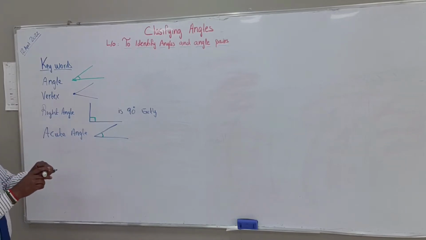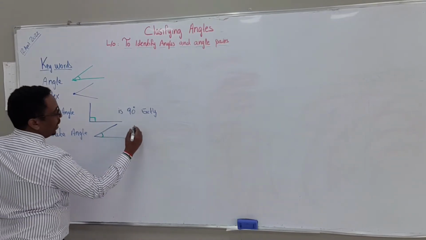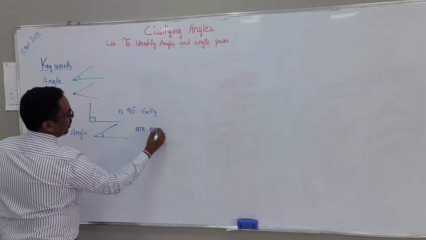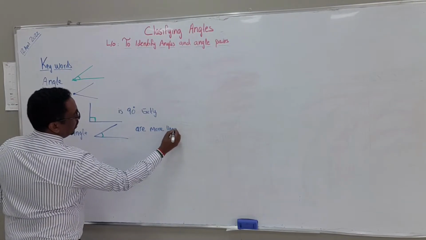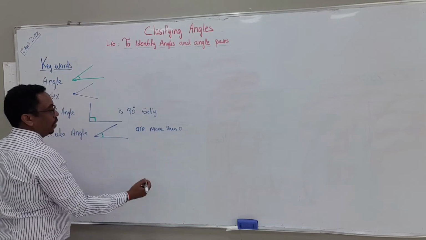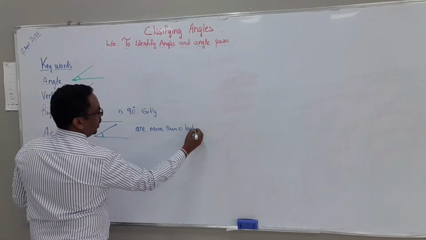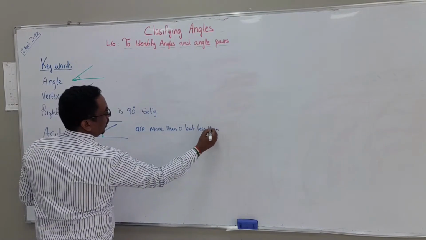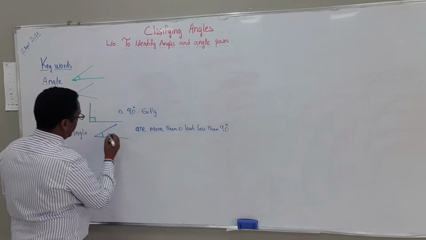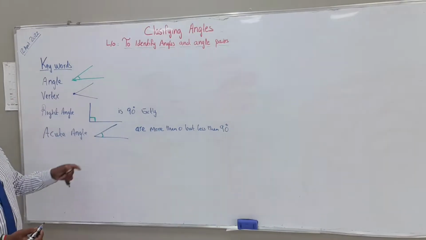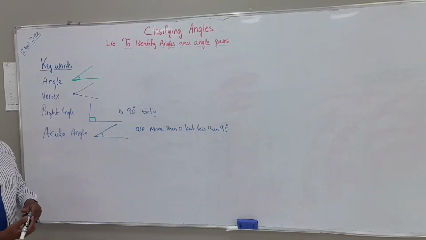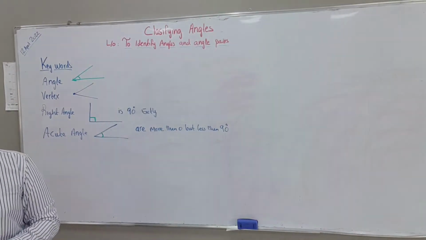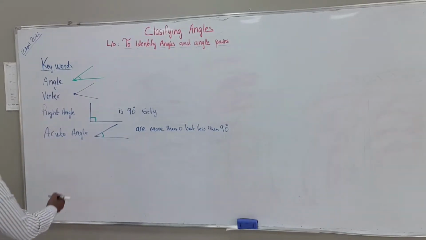So we say acute angles are less than 90 degrees. Does that make sense? So this one, for example, if we estimate, will be about 40 degrees. So we can call this an acute angle. Does that make sense? Next one we want to learn is obtuse angle.